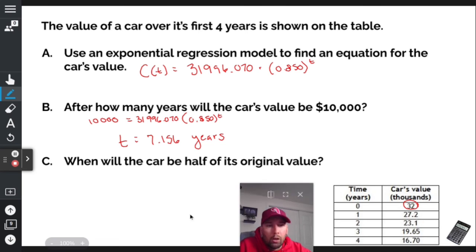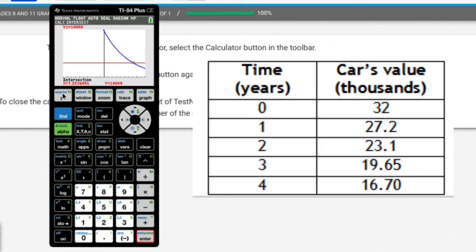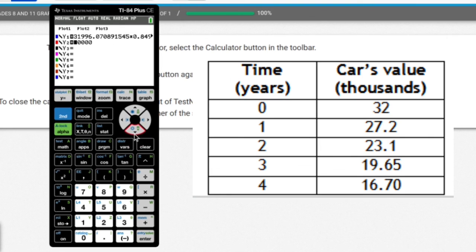So somewhere after year 4, I'm going to hit $16,000, and that's going to be 31996.070 times 0.850 to the t, and we'll do the same exact thing that we did in part B for part C. So let's do it again. And we're going to use, what number? Half of it. So that's 16000. If I hit graph, the only thing that's going to change is that red line.